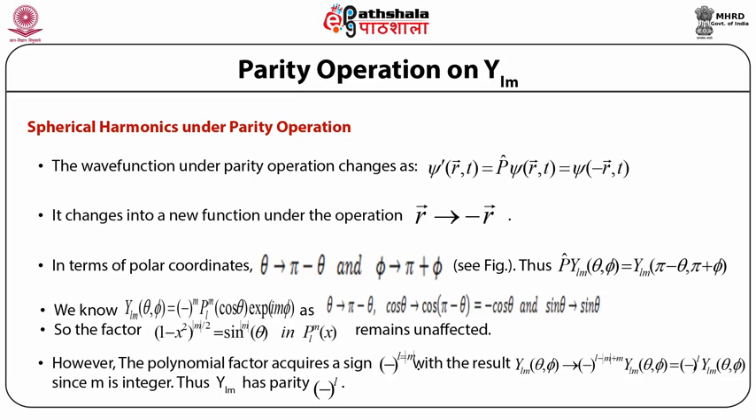However, the polynomial factor acquires a sign which is given by minus 1 to the power L minus modulus m, with the result that the spherical harmonic Y_L^M(theta, phi) goes to minus 1 to the power L minus modulus m plus m times Y_L^M(theta, phi), and this turns out to be equal to minus 1 to the power L times Y_L^M(theta, phi), since m is an integer. Thus, the spherical harmonic Y_L^M(theta, phi) has a parity of minus 1 to the power L.